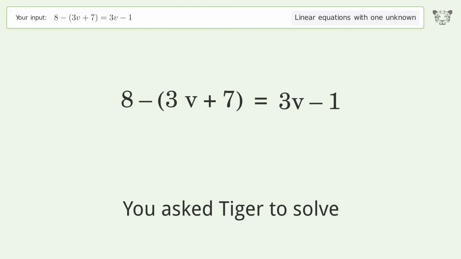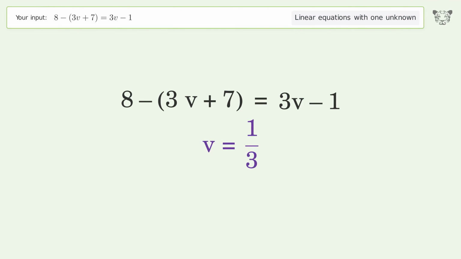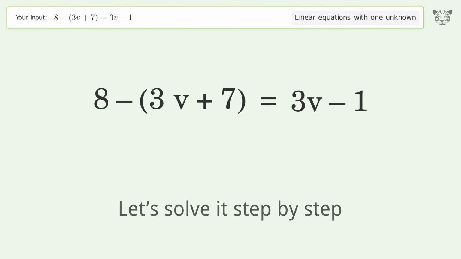You ask Tiger to solve. This deals with linear equations with one unknown. The final result is v equals 1 over 3. Let's solve it step by step.